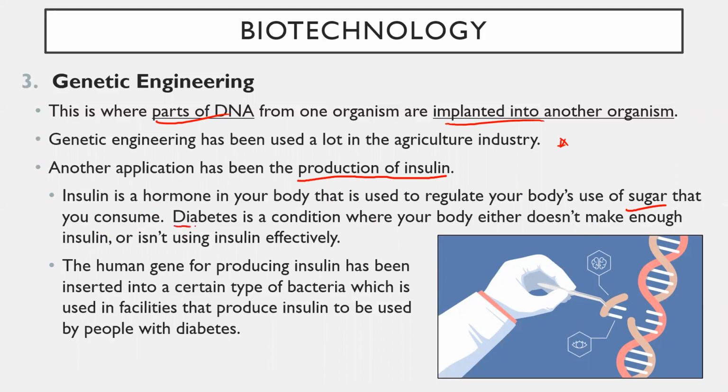Now, diabetes is a condition where your body either doesn't make enough insulin, or your body just isn't using the insulin that you have effectively, right? Very, very common condition. It happens quite frequently. Now, the human gene for producing insulin has been genetically engineered to be inserted into a certain type of bacteria, which is used in facilities that produce insulin. So insulin is produced in these facilities that have this bacteria that has been inserted with human genes through genetic engineering to produce insulin. That insulin is then harvested, and that's what's mass produced and given out to people who have diabetes.